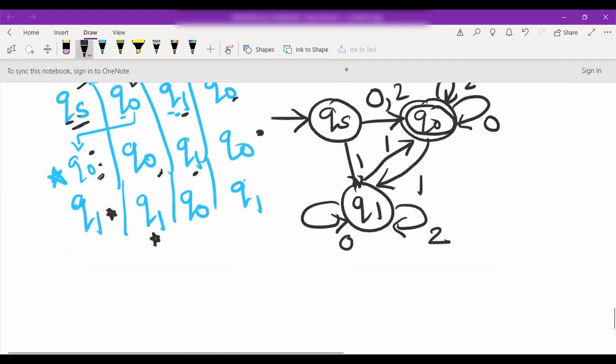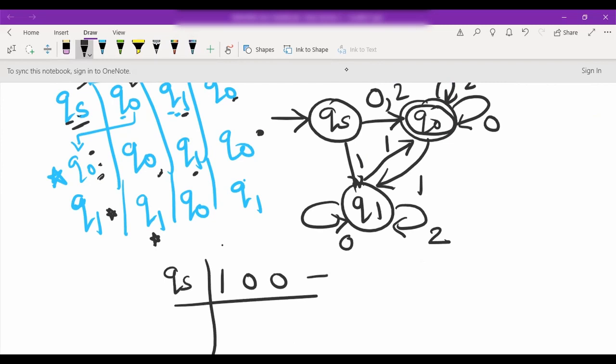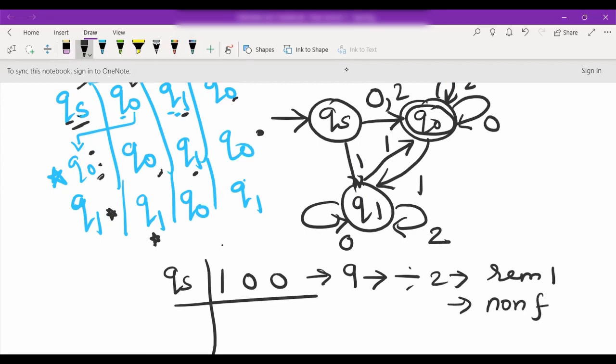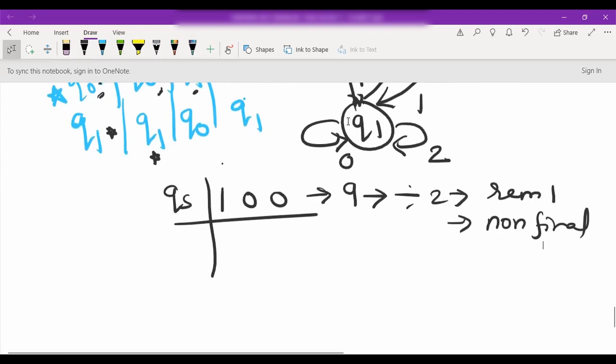So what is number 9? Number 9 is nothing but 100. Whether the number 100, that is number 9, is divisible by 2? No, it is not divisible by 2. It will leave remainder 1, so it will end with the non-final state. Okay, so we should end with the non-final state.